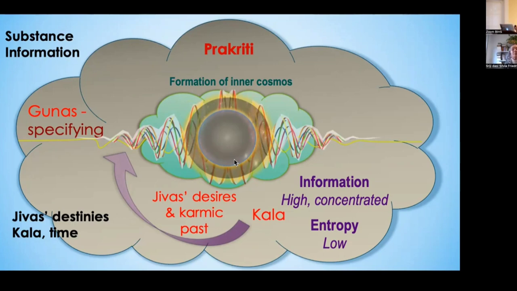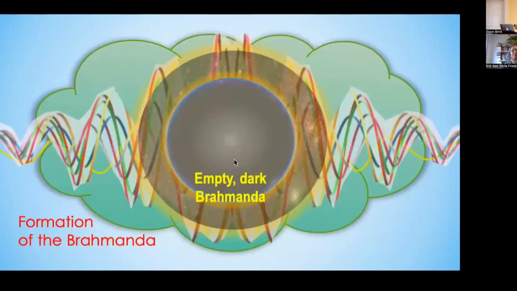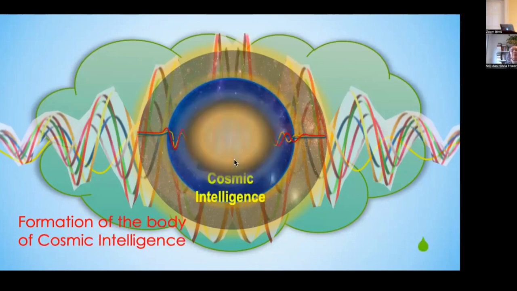Initially, dark, cold. It's the empty Brahmanda. But even then, within that, there's further concentration of information and perturbation. And from that starts to form this, if you like, globe, this blob. And this blob is actually the aggregate karma and destinies of all the jivas, all their desires, wrapped up in one little ball.